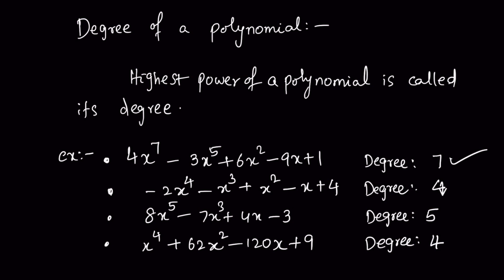In the second polynomial, -2x⁴ - x³ + x² - x + 4, the highest power is 4, so the degree is 4. Third polynomial, 8x⁵ - 7x³ + 4x - 3, the highest power is 5, so the degree is 5. In the last polynomial, x⁴ + 62x² - 120x + 9, the highest power is 4, so the degree of it is 4.